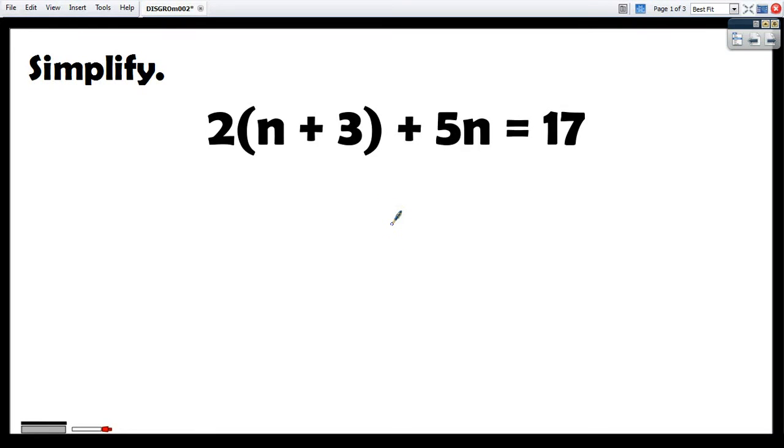Alright, so let's take a look at a few more examples that the video we just saw kind of described. Here's a problem that we're going to work on, which reads as 2 times parentheses n plus 3, close parentheses, plus 5n equals 17. Now, once again, if we stick to our grocery bag analogy, what's going on here is that we came home from shopping and we have two bags with the parentheses representing the bag, and inside each bag is n plus 3.